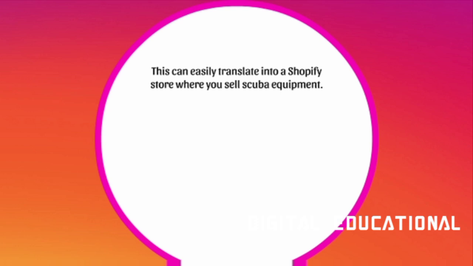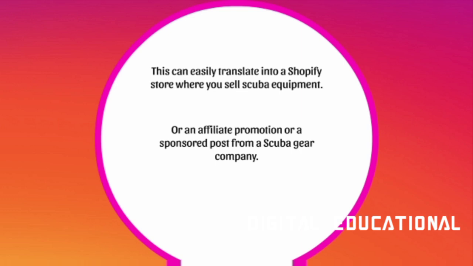You get to sell indirectly, because at the end of the day, people are going to want what you have. They feel, okay, if I have the same tools or equipment that you have as a scuba diver, or as whatever you're trying to do as a lifestyle brand, they're more likely to buy it, right? So it can be a Shopify store, it can be an affiliate promotion, it can be a sponsored post from a scuba gear company, which we'll talk more about later down the road. But before you can do all of that, you need to have a brand. You need to have the ability to create a lifestyle, right?